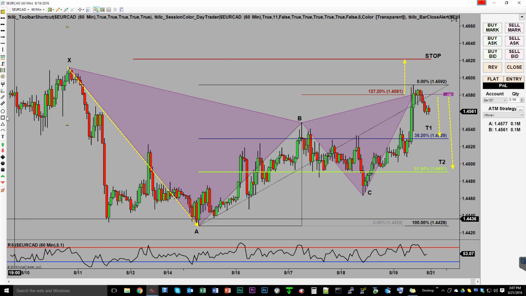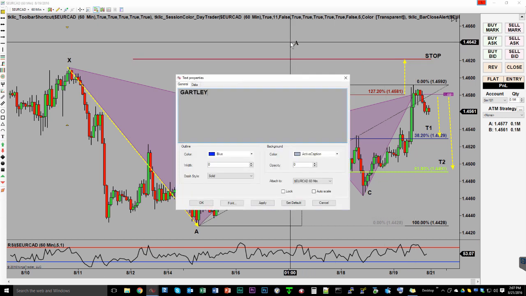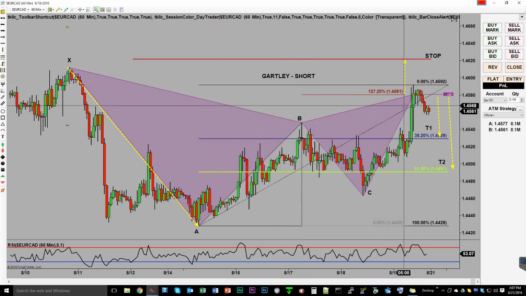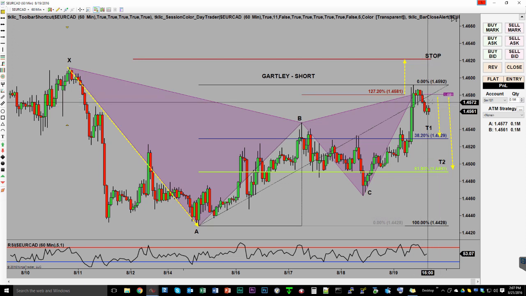Go ahead and label this guy. Gartley short. There it is. Potential Gartley short pattern here, guys. It already completed. If risk reward still works, maybe you can figure it out. Doesn't look like it would be, though. Wouldn't want to get in this trade. The move's kind of already happened without you.